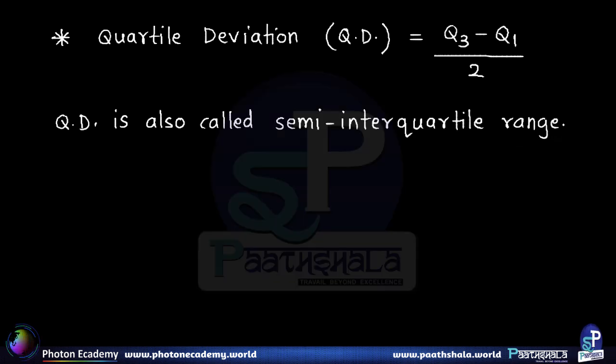So out of Q1 and Q3, of course Q3 is always larger than Q1, so we do the subtraction and divide by 2. So that is the quartile deviation, which is a measure of dispersion.